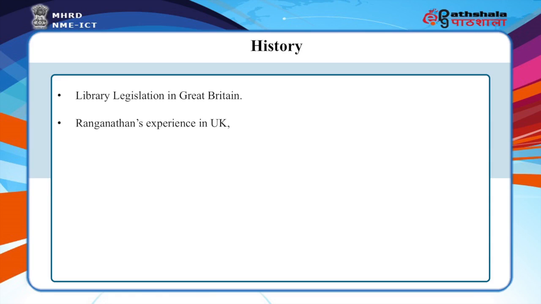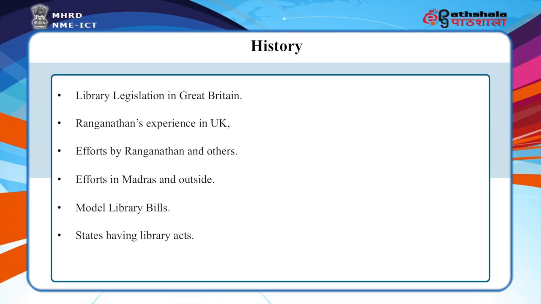When we look to the history, library legislation was first enacted in Great Britain in 1850. Impressed by the functioning of public libraries in UK, Dr. Ranganathan wanted similar legislation in India. He prepared a model act in 1930 and presented the same at the All Asia Educational Conference held at Benares. With his continued efforts, Madras State enacted the first Library Act in 1948.